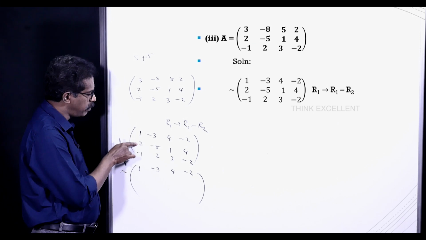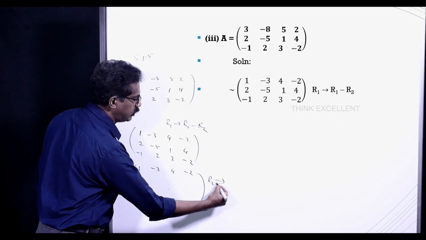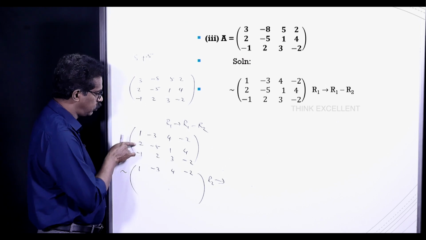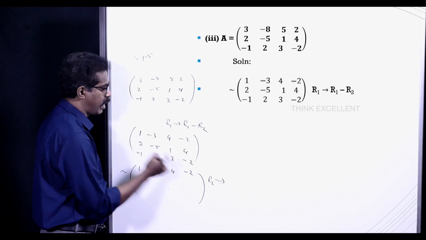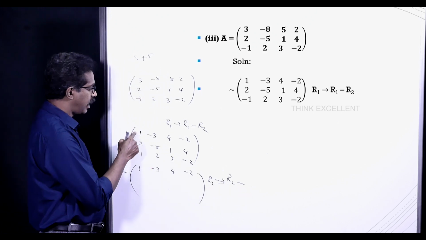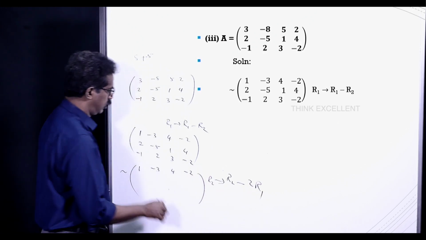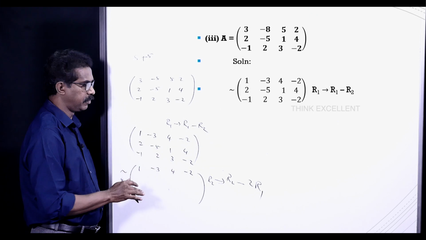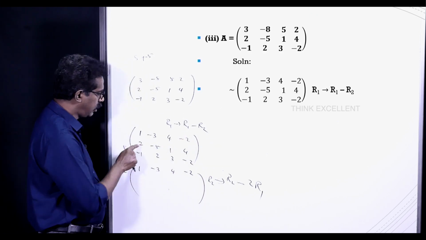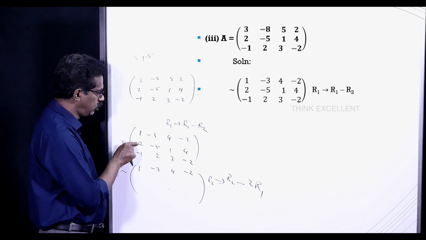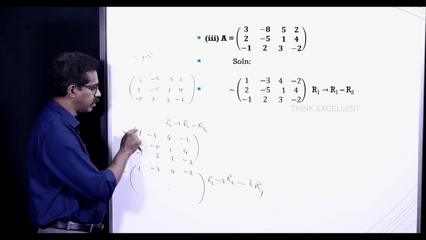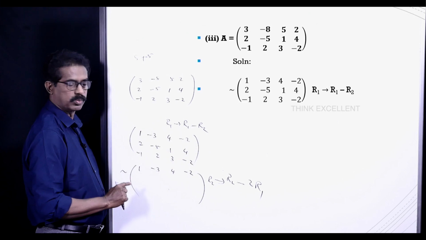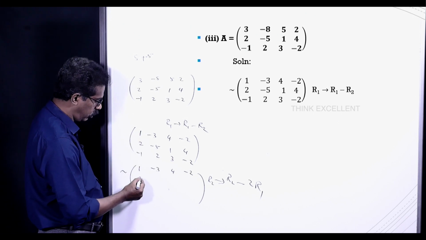So for the second row, what step do you write here? R2 is R2 minus 2 times R1. Listen how to fill that one, if you want to write the steps. Remember, keep on reading this: this row minus 2 times the previous one. So 2 minus 2 times 1, that is 0.